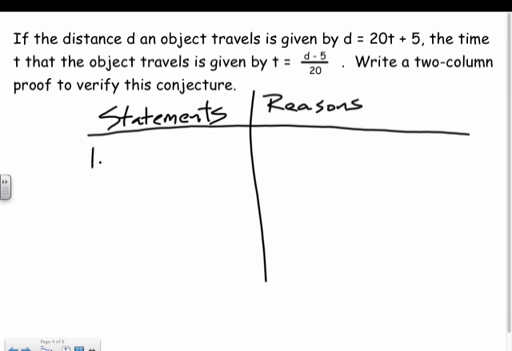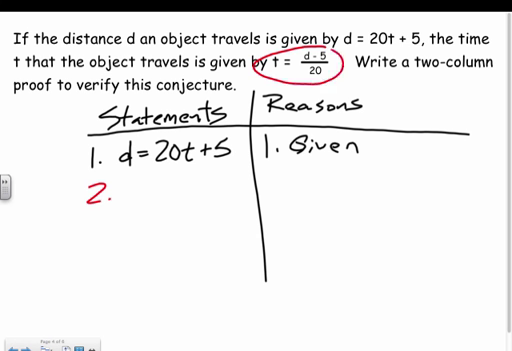And I always start with the given. So the given was d equals 20t plus 5. And it gave it to us, so we call it the given. Always start with the given. Well, for step 2, you've got to think about, what am I trying to go to? I'm trying to go to this. I'm trying to solve for t here. So basically, I want to solve for t.